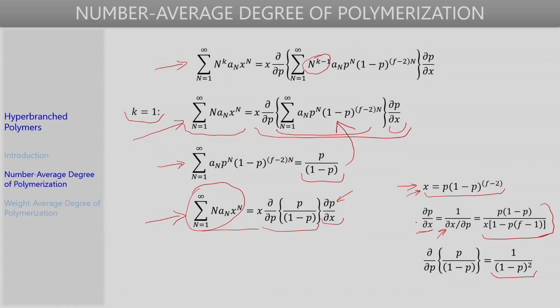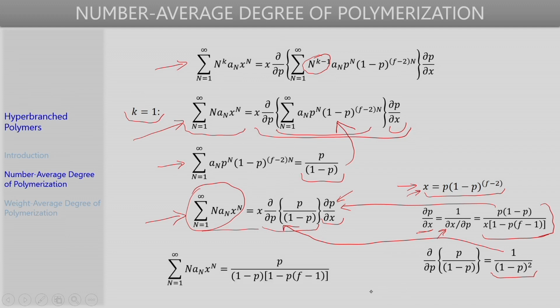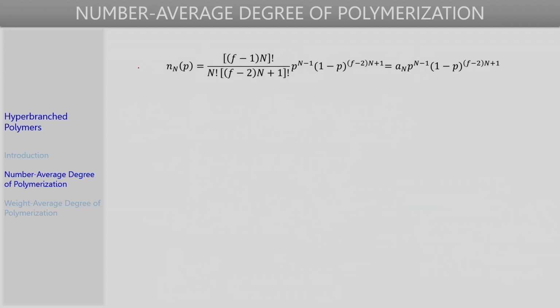So, now if we substitute this expression here as well as 1 over (1 minus p) squared in place of this derivative, then finally this summation here will be given by p divided by 1 minus p times (1 minus p multiplied by f minus 1) as we have shown here. So, this equation that we have will be useful in determining an expression for the number average degree of polymerization. Again we have rewritten the expression that we obtained for the number fraction of an n-mer present.